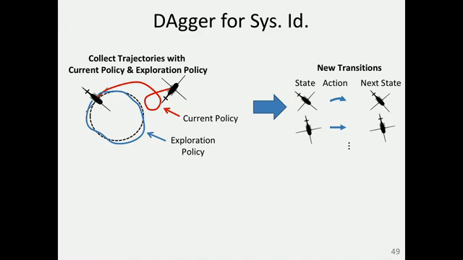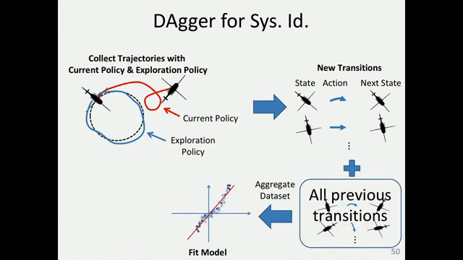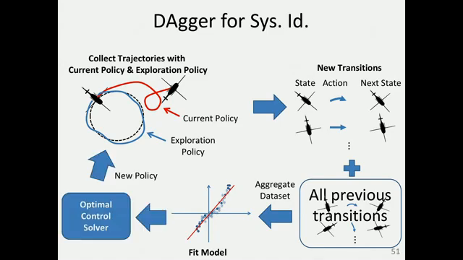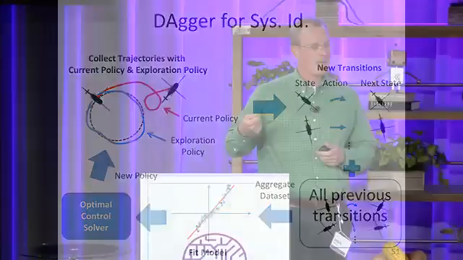Just as before, you collect transitions of how you think the dynamics of the world work from observing that data. You aggregate that together with all previous transitions that you see, and you fit a model. Okay. You hand that off to an optimal control solver, and then you execute a new policy. Okay. And then you iterate this loop. It's very simple, right? Again, you can think of this as primal ascent, because what we're always doing is finding the optimal controller given our current fit of the model. And then we're slowly changing our fit of the model over time.